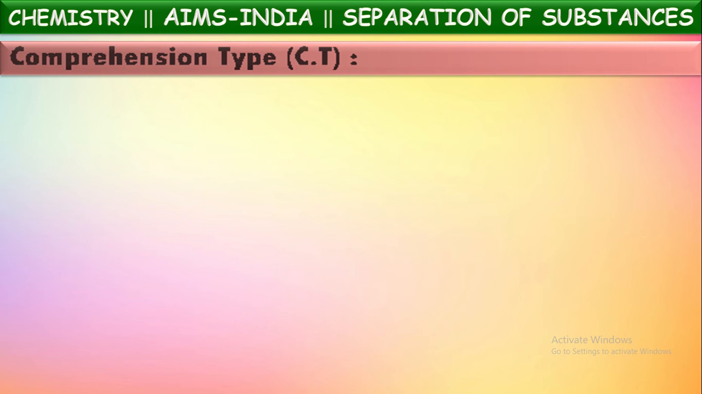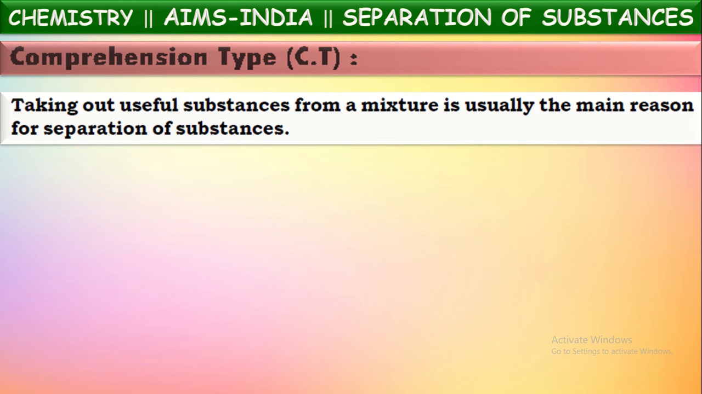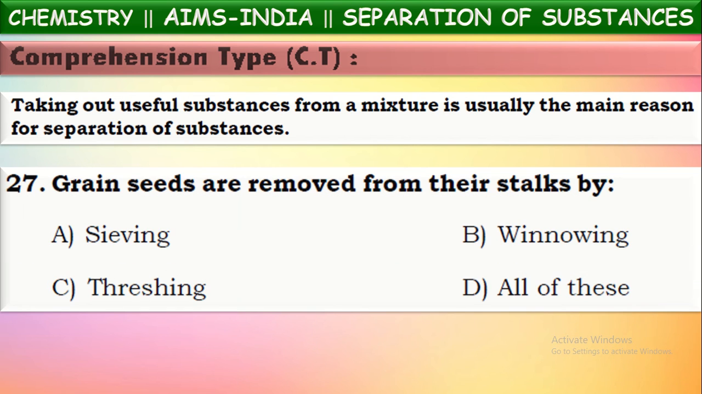So now we are going to see comprehension type questions. So first let us see the paragraph given here. Based upon the paragraph given, they give some questions. Let us see them later. First see the paragraph given. Taking out useful substances from a mixture is usually the main reason for separation of substances. Yes. So let us see questions on this.